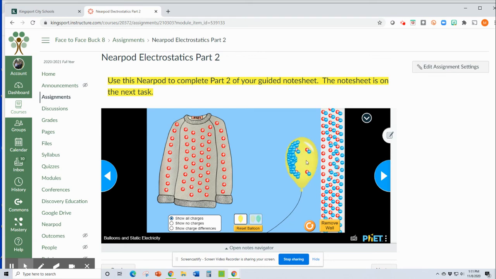So this is called, again, I can induce the charge right here without actually touching. Once the charge is induced, then I can go ahead and take advantage of that charge and the balloon will stick.